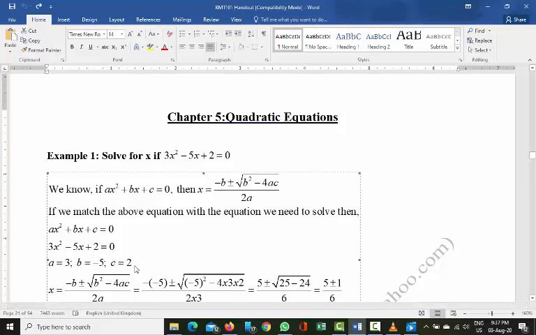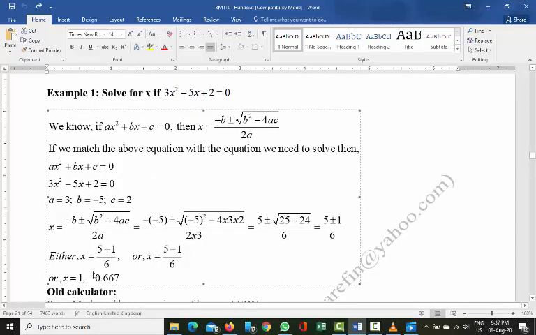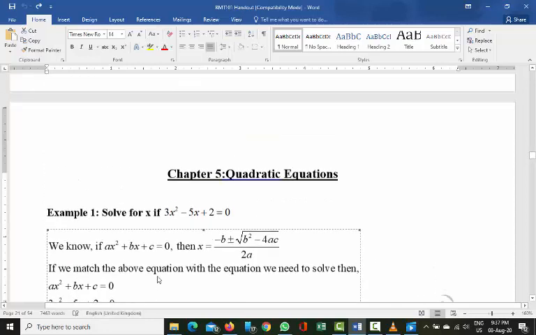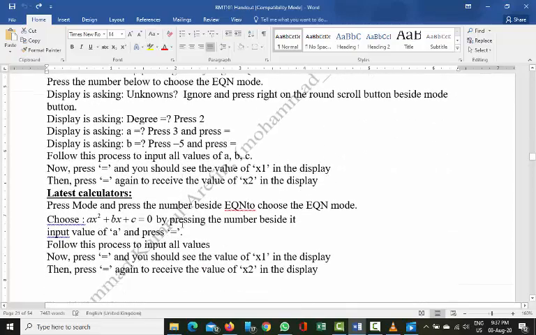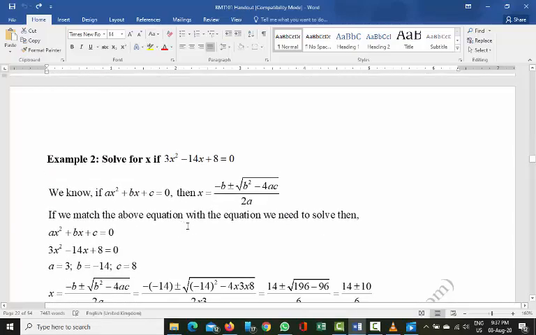And then press equal again. If you press equal again, you will see the value of x will come. After you get the value of x, press equal again. So you will get the second value of x. The first value of x is x1, and if you press equal, you will get x2, that is the second value of x. As I said before, this is a second degree equation, so you should always get two values of x.